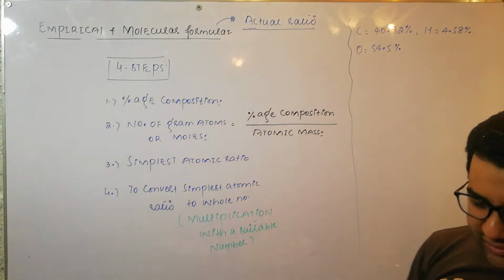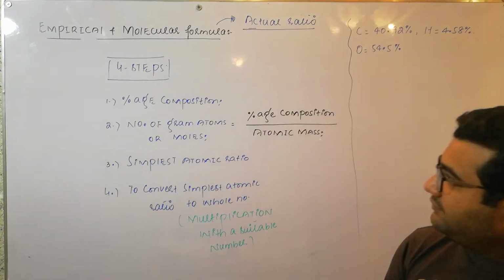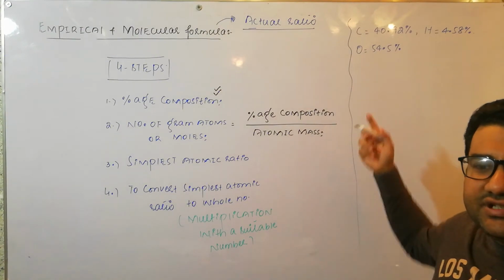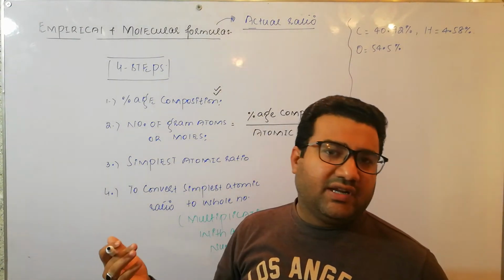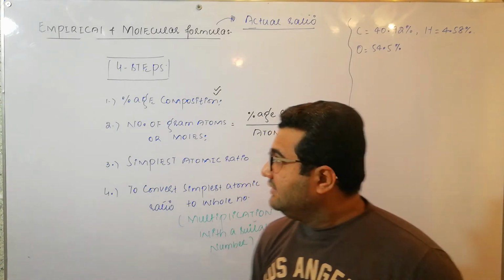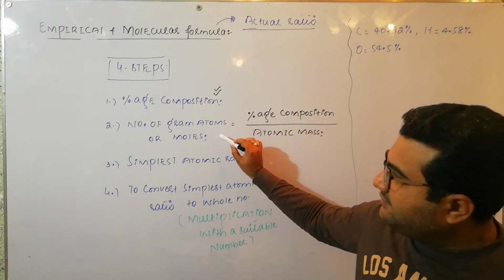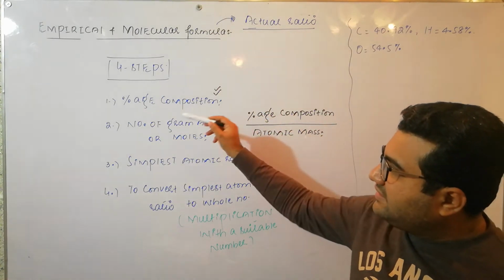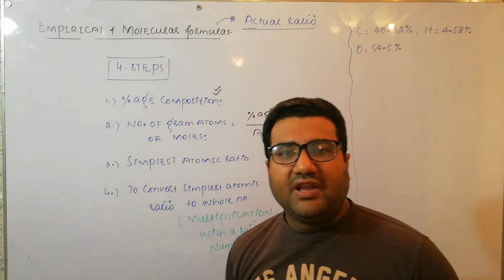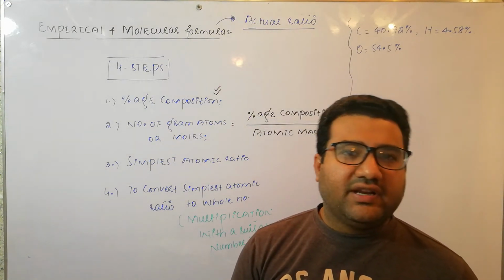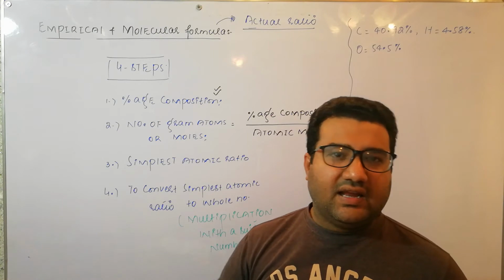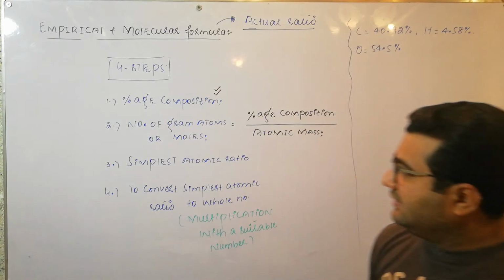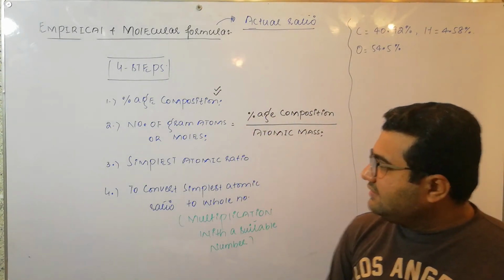Now there is no need to perform the first step because the percentage composition is already given, and this percentage composition, if it is an organic compound, it might have been calculated from the combustion analysis. We will start from the second step, and usually in the practicals, usually in the numericals, the percentage composition is already given. If the percentage composition is not given, we can calculate the percentage composition, as I have already given a lecture on how to calculate the percentage composition. So we will start from the second step, that is number of gram atoms.